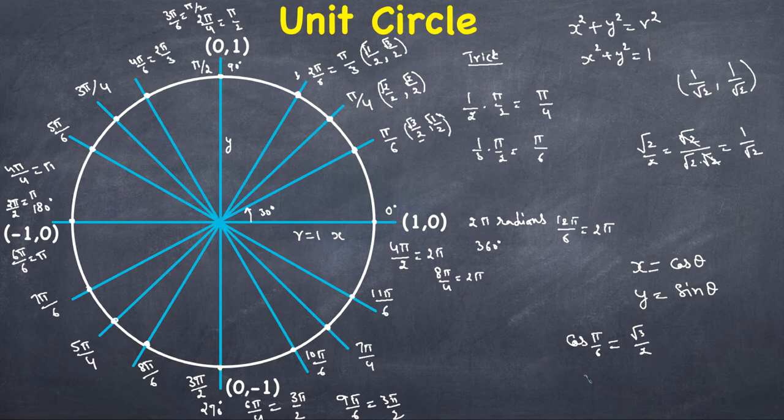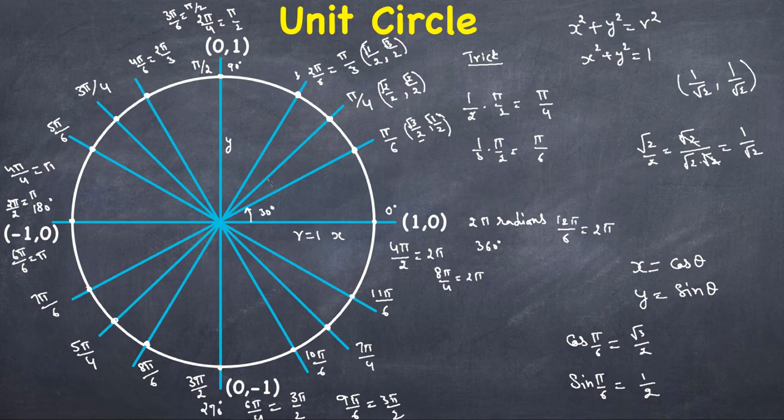Now if I want to find sine theta, like sine pi over 6, that is basically the y value of the coordinate at pi over 6, which is going to be 1 over 2. That's it, because root 1 is just 1.